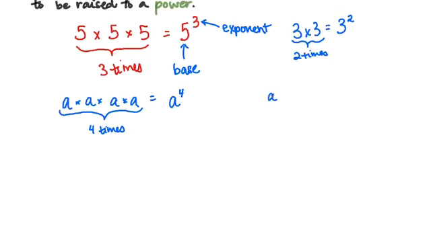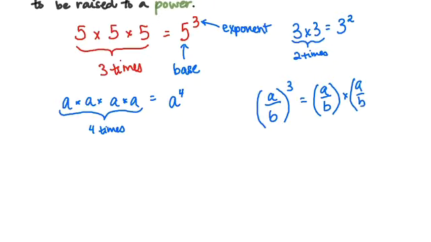This works with everything, including fractions. Let's say instead of a, we had a over b. And let's say that we wanted to raise this entire thing to a power of 3. What does that mean? Well, that basically means that we have the fraction a over b multiplied by itself 3 times. Even though it looks complicated, this is nothing more than what we did before with one number. In this case, we just have fractions.